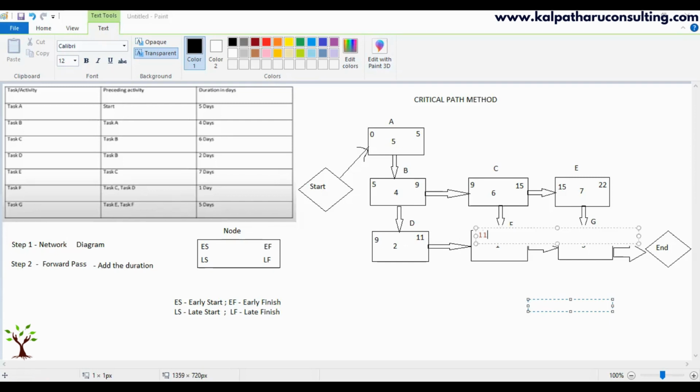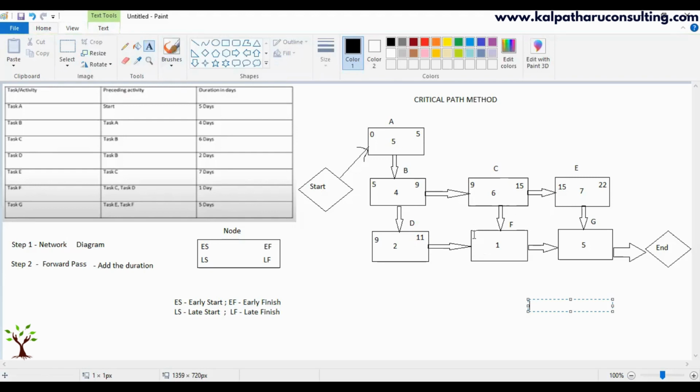If we take 11, when are we going to start F? After the completion of C and D, correct? When is C completing? 15th. And D is completing on the 11th day. After the completion of C and D is where we are going to start F, correct? If C is only completed on the 15th day, we cannot start F on the 11th day. Both should be completed. Hence, we are going to take the highest number here.